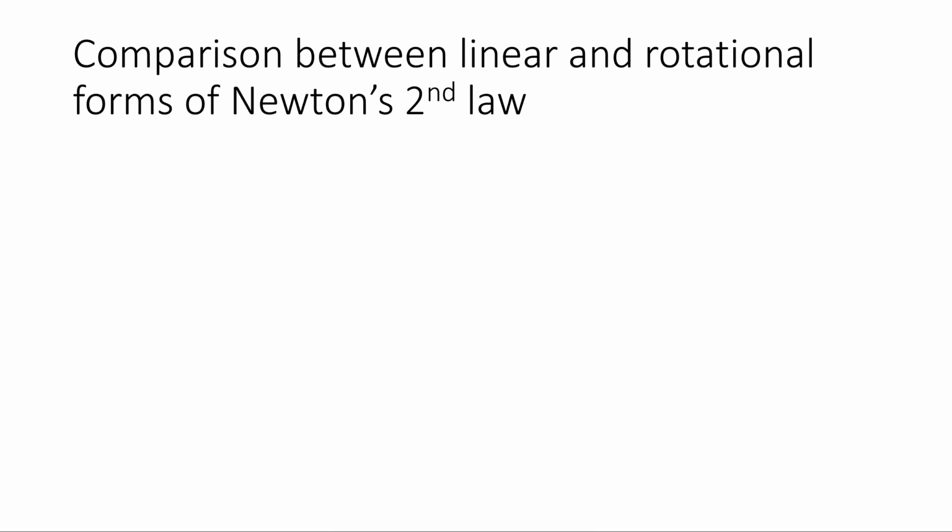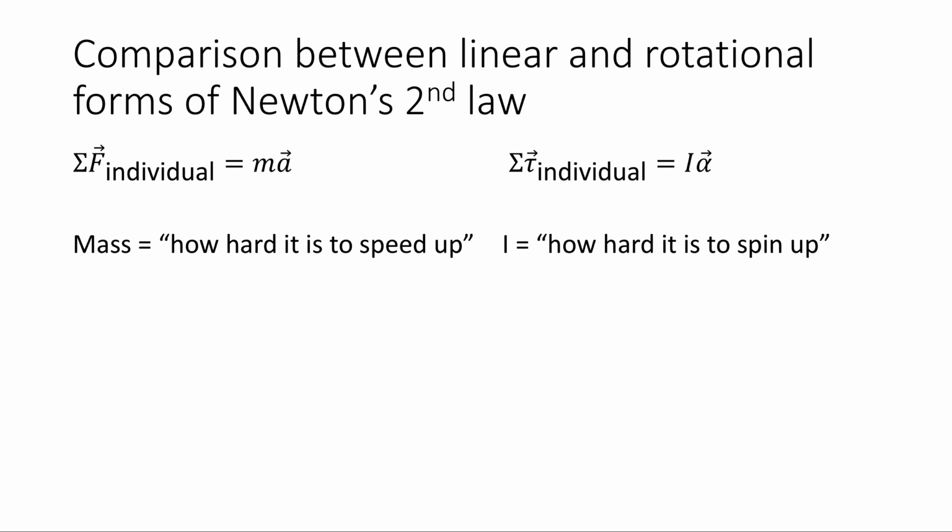Let's do a brief comparison between the linear and rotational forms of Newton's second law. In the linear case, force equals mass times acceleration, I can view mass as sort of how hard it is to speed up an object. So if I have an object with very large mass, it takes a very large force to start it moving. In the rotational side, torque equals moment of inertia times angular acceleration, I can view the moment of inertia as how hard it is to spin up an object.